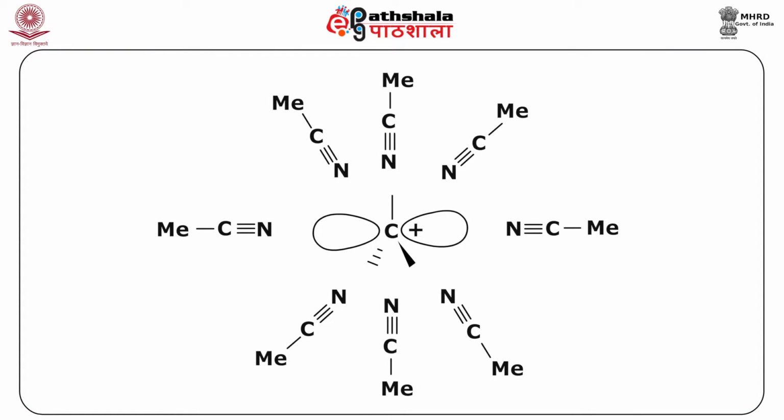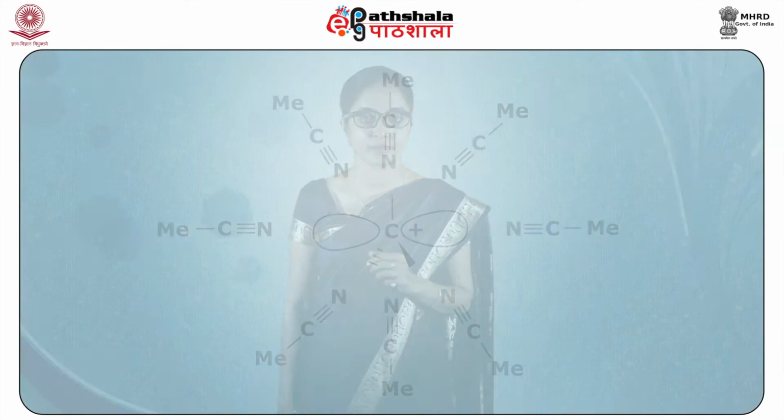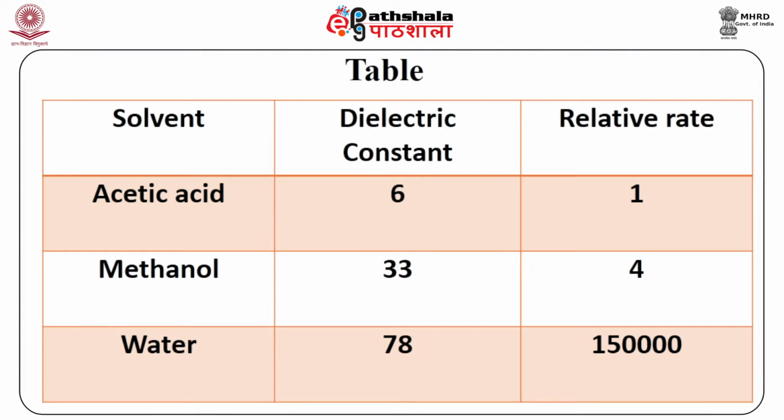Now you can see here this carbocation formed in the transition state is actually stabilized by acetonitrile as a solvent. Sometimes in an SN1 reaction, the solvent acts as the nucleophile, known also as the solvolysis reaction. The polarity and the ability of the solvent to stabilize the intermediate carbocation is very important, as shown by the relative rate data for the solvolysis in the next table.